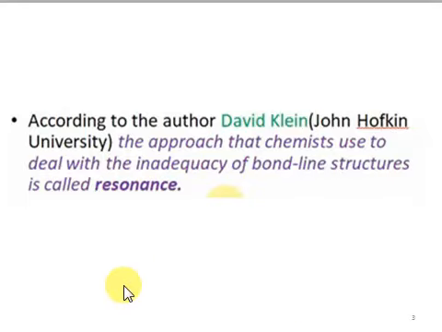But the problem is that when we draw the bond line structure, you can easily see that there is a violation of valency here, and similarly here too, right? Because of this violation in valency, because of this inadequacy, we make use of the approach known as resonance. Resonance is just a theoretical concept, and normally it is used to describe the unjustifiable bond length, which we cannot justify if we draw a single structure for a conjugated system, right?